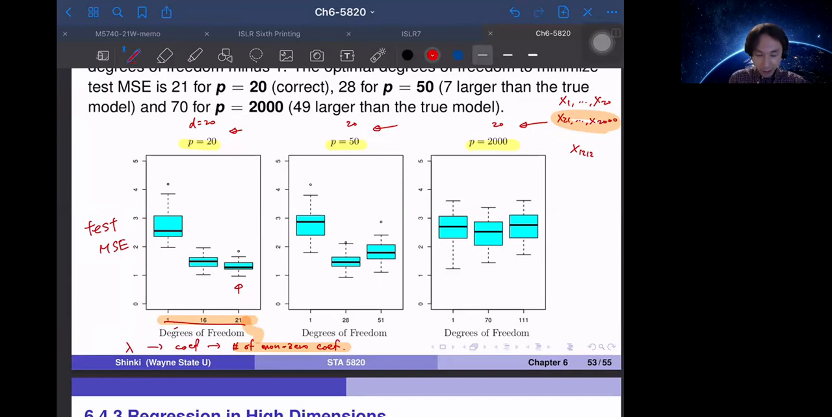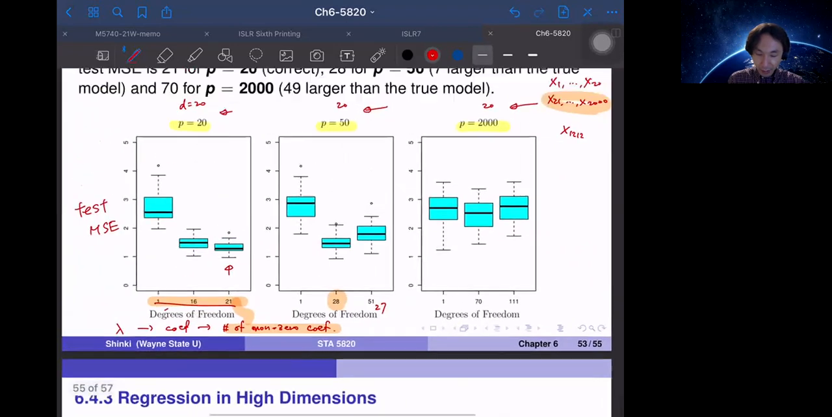So how about p is equal to 50? Actually, it chooses 28. Maybe too small a figure here, but 28. That means lasso suggests that we need 27 predictors, not 20. So maybe out of x21 to x50, 7 of them really have a high correlation with y, so lasso judged that we should include those predictors.